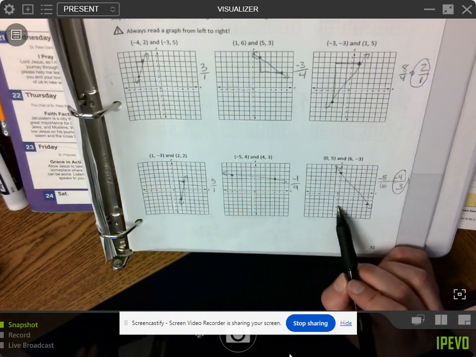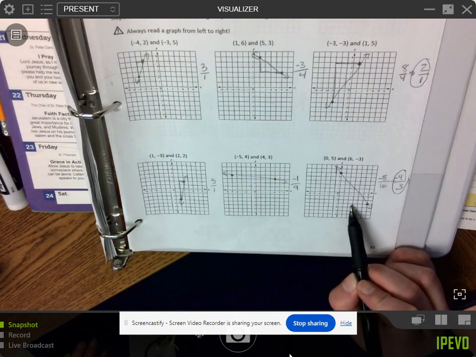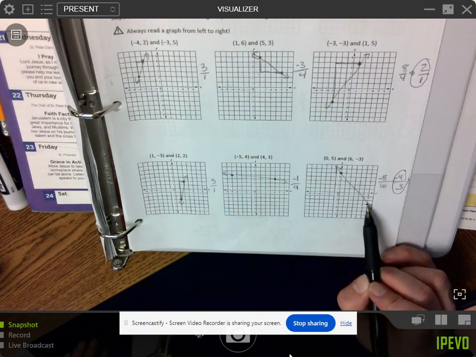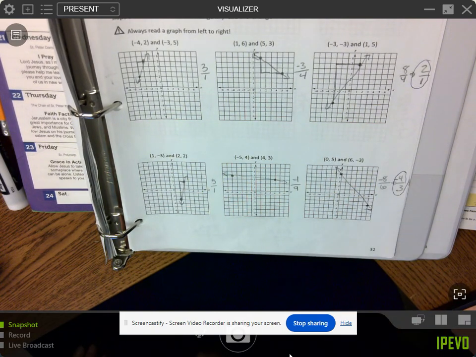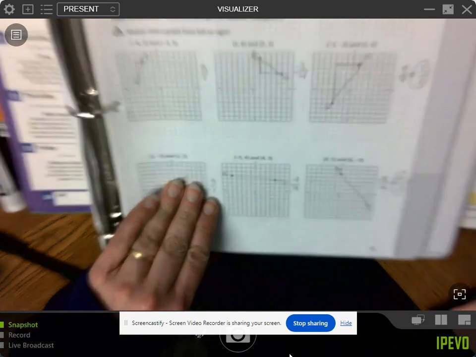Then I count over 1, 2, 3, 4, 5, 6. So you counted wrong when you went down. You either graphed it wrong or you counted wrong. It's easy to do when you have big numbers. So I would always just double check. Any other questions? All right, let's look at our second page.